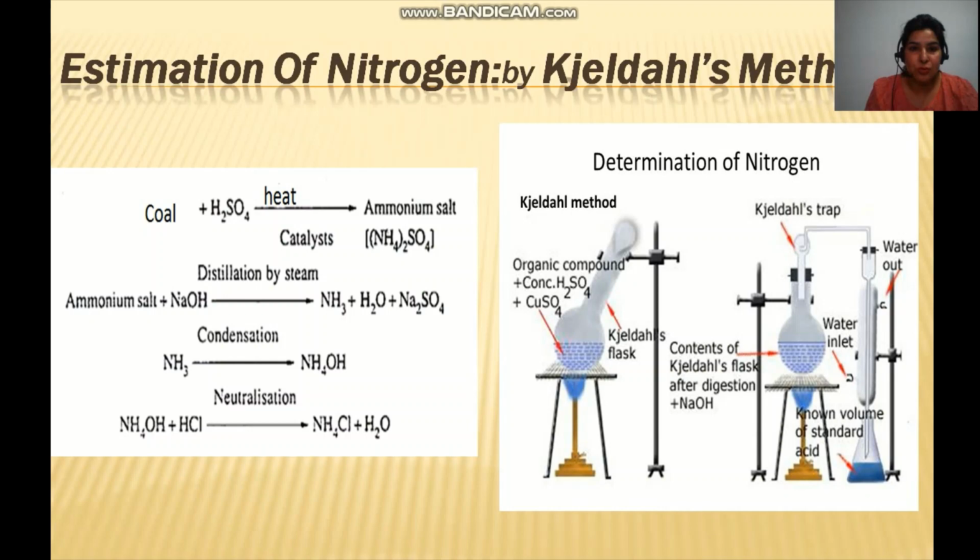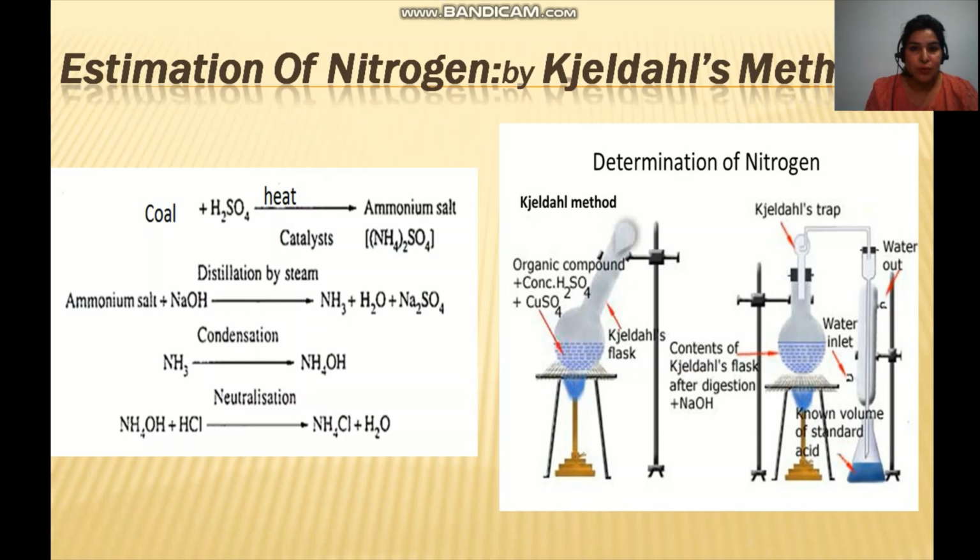When coal is heated with H2SO4, it gets converted into ammonium sulfate. This ammonium sulfate, which is a transparent solution, is treated with NaOH. This gives ammonia along with Na2SO4 and water, and this ammonia gets condensed in the form of ammonium hydroxide and gets absorbed in HCl and forms NH4Cl and water.